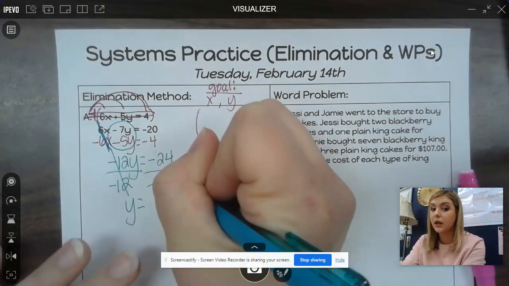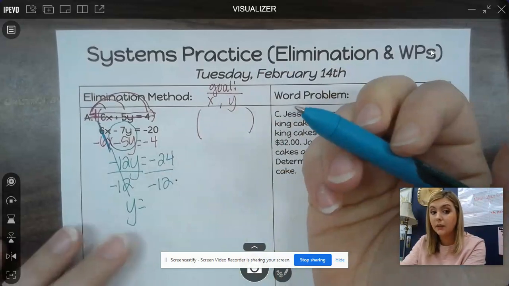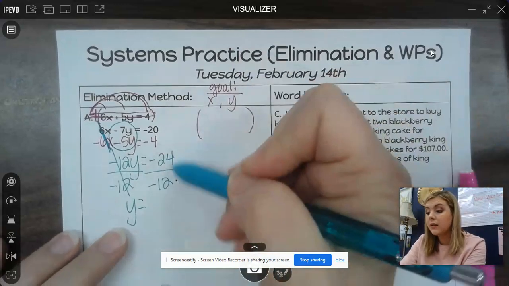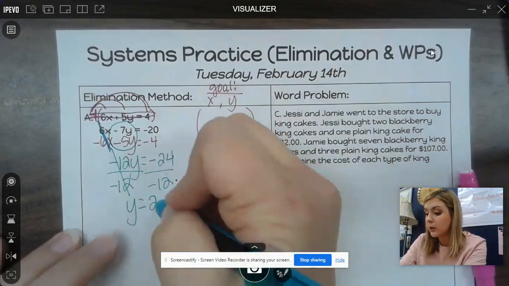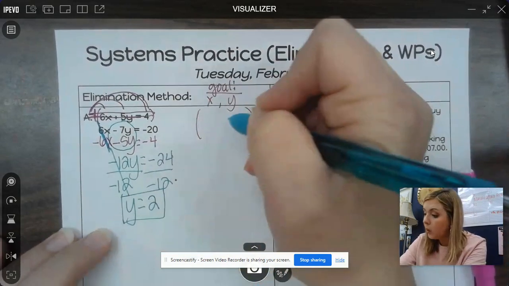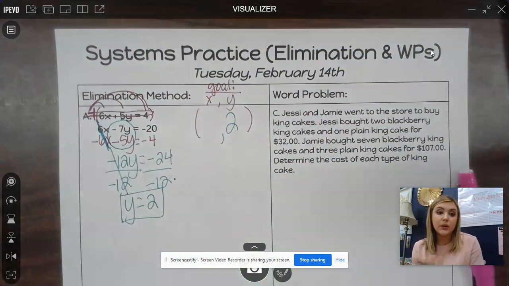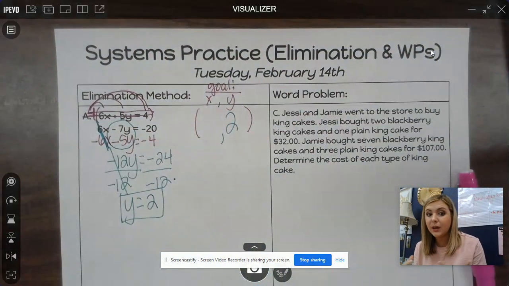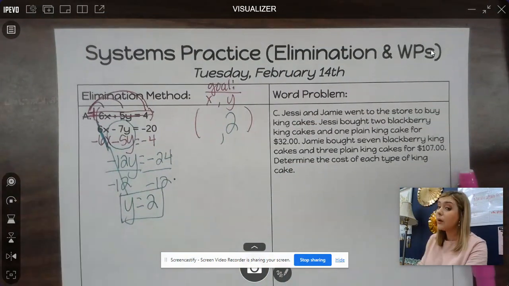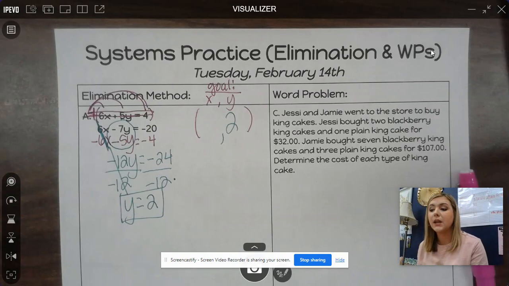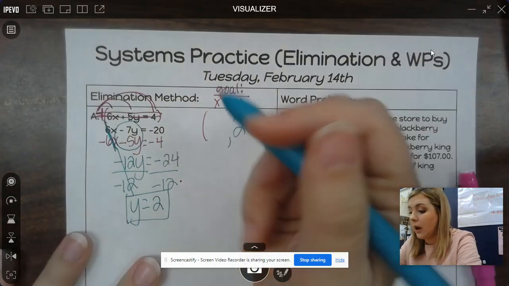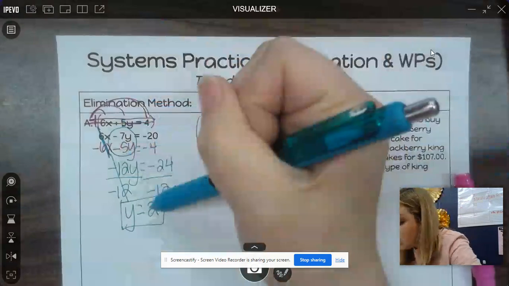Be careful with your sign here. A negative divided by a negative is a positive, and this goes into 24 2 times. So I have one of my variables in my ordered pair as 2. And now that I have that y as 2, I can go plug it into either of the original equations. And like I say in class, it doesn't matter which one. I pick the one that has the fewer negatives because that's going to be easier to work out in my opinion. But you pick whichever one is easier.